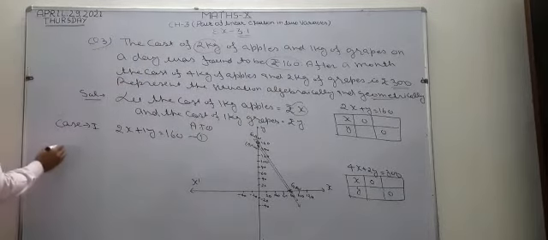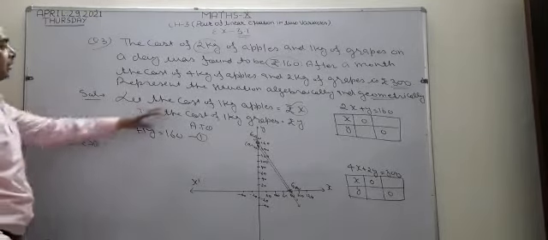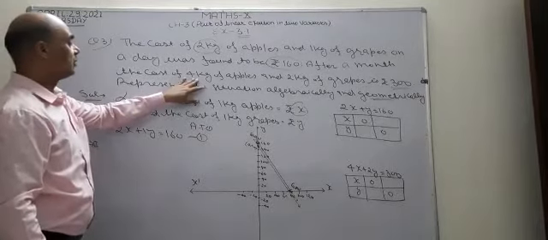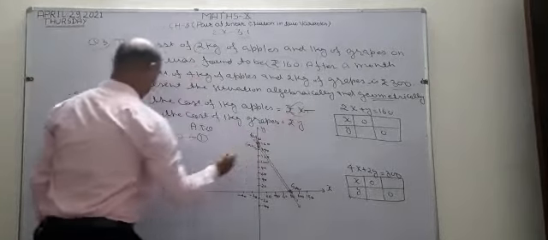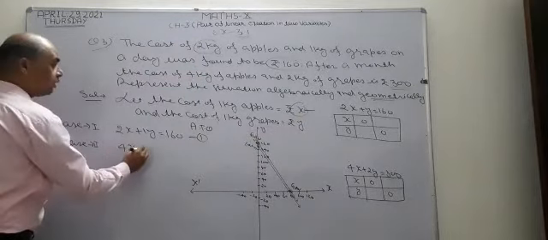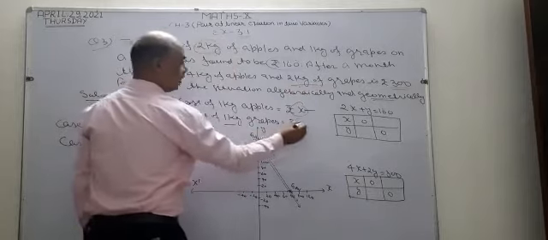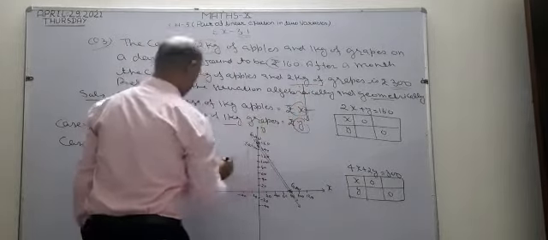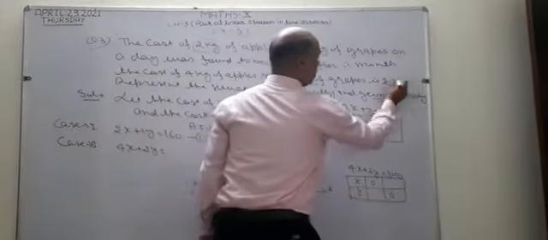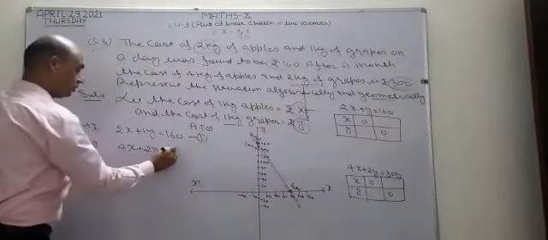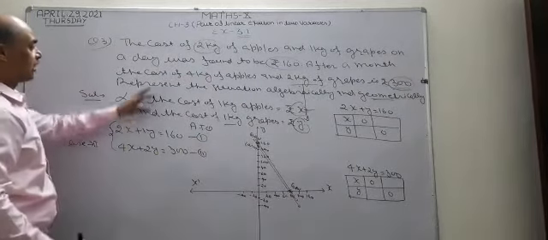Now I want to solve its second case. In the second case, after a month, she purchased 4 kg apples. 1 kg apple costs rupees x, which means 4 kg apples cost 4x, and 2 kg grapes, where 1 kg grapes cost y rupees, cost 2y. The total cost is given as how much? 300 rupees. So I write 300 rupees. Now this is the algebraic representation of the given situation.